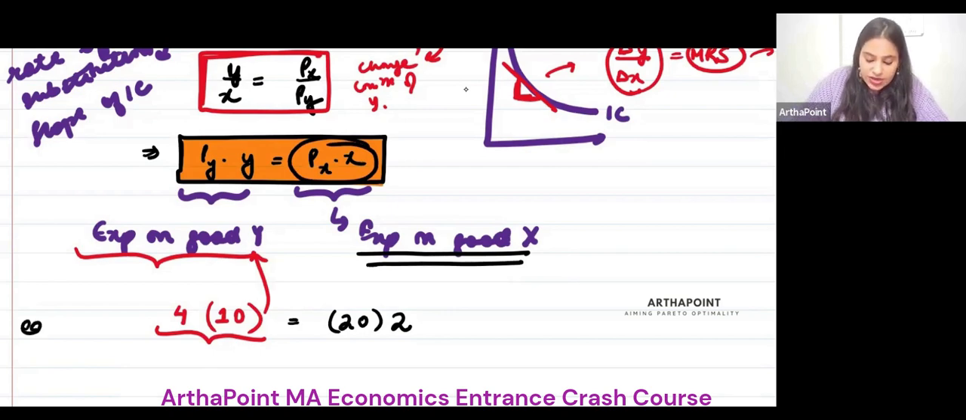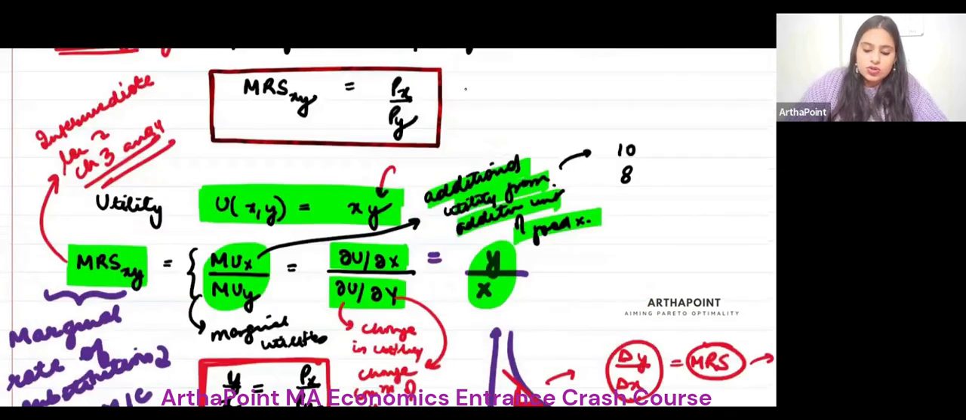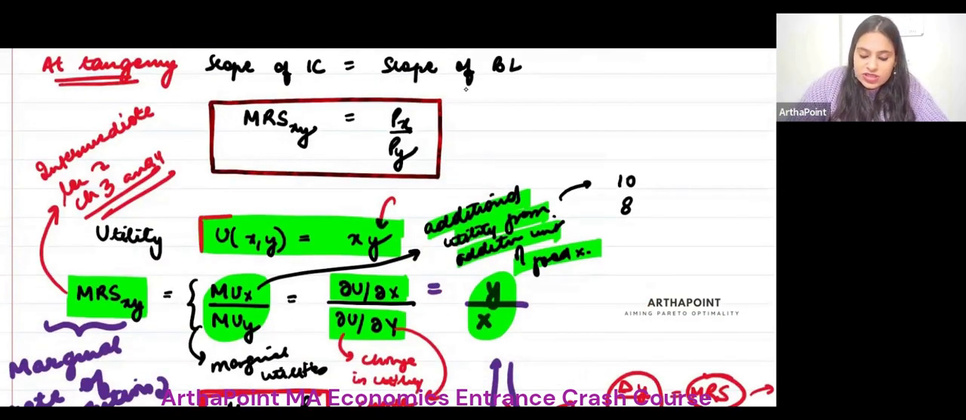My equilibrium situation says that the expenditure on good Y is equal to the expenditure on good X. Only for Cobb-Douglas goods. Only for these goods, this is going to happen. So let's write this down.